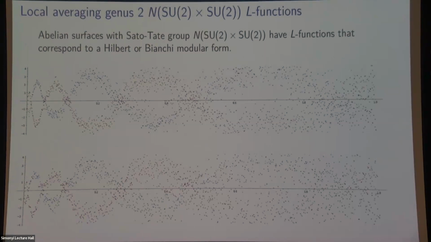And here I wanted to address, I'm not sure this is exactly the question that Akshay asked, but I wanted to address it because I realized I had a data set that could answer this question. So I said when you have the normalizer of SU2 cross SU2, it could be coming from a Hilbert modular form or a Bianchi modular form corresponding to elliptic curves over real quadratic fields or imaginary quadratic fields. And you might ask, are they different? Is there a difference between the real and the imaginary case? I could imagine one of these being much easier to prove than the other. Generally, Hilbert modular forms are a lot easier to work with than Bianchi modular forms. But you'll see that the distributions, it doesn't seem to matter. The distributions look the same.